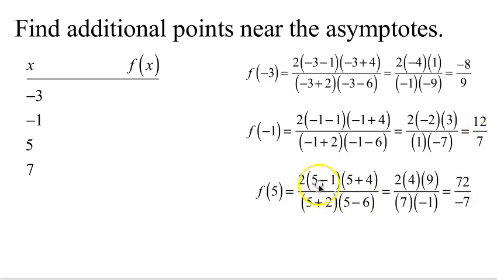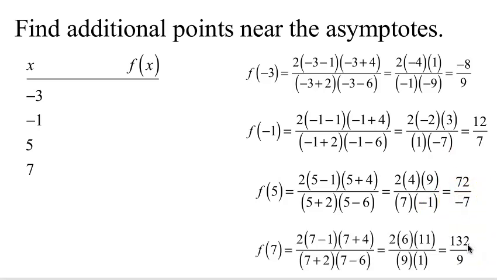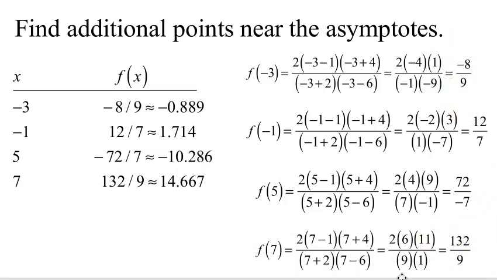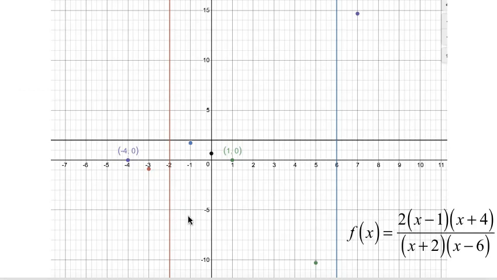Next one I chose to do was 5. 5 minus 1 is 4. 5 plus 4 is 9. 5 plus 2 is 7. 5 minus 6 is negative 1. 72 over negative 7, around negative 10. And then we'll plug in 7. And we get a very large number, 132 over 9. Let's get decimal approximations for this so that we can graph it more easily. So negative 3, negative 0.889; negative 1, 1.714; 5, negative 10.286; 7, 14.667. Let's take a look at what those points look like on the graph.